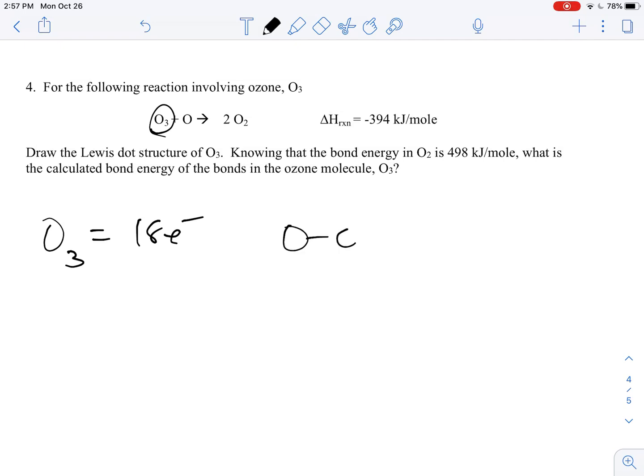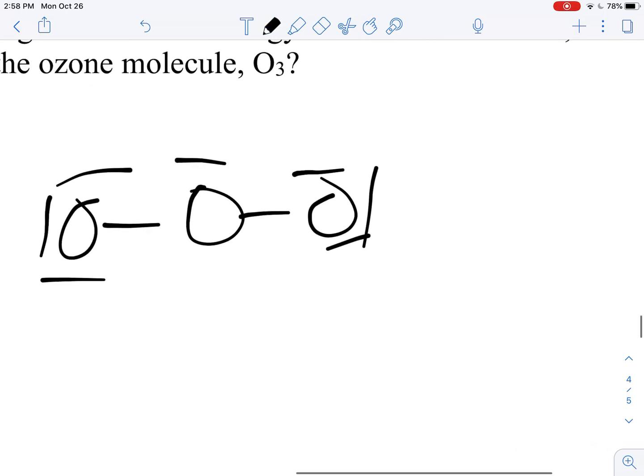So if we throw down some oxygens here and then make everybody happy on the outside like normal, that is just 16 electrons, and we have 18. So one set goes here in the middle like so. But now we have used all our electrons and we don't have enough, so what do we do?